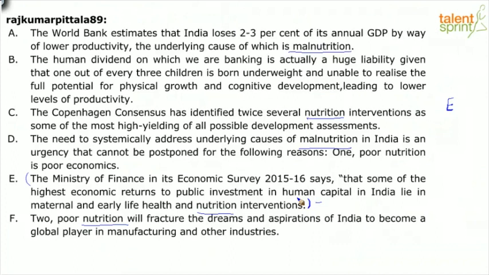The problem is addressed, in fact, if you ask me, in D. The need to systematically address underlying causes of malnutrition in India is an urgency that cannot be postponed for the following reasons, right? And then you have one reason here, and then you have the second reason there, right? Now, having said that, most of you have come back and said DF, probably because of this reason 1, reason 2.